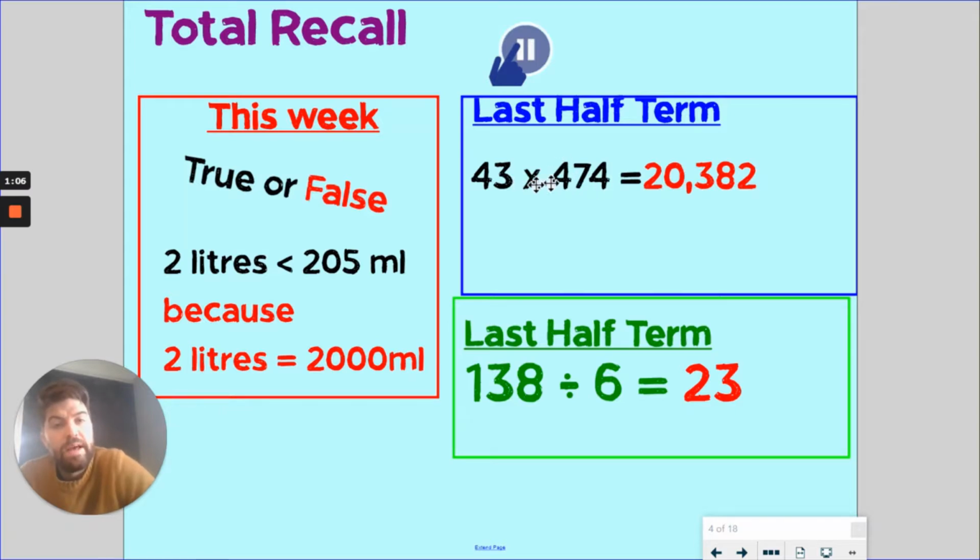Last half term, we were looking at multiplication here. We've got a 3-digit number multiplied by a 2-digit number. So the first thing to do would be to multiply 474 by 3. Then you'd be multiplying 474 by 40 with the addition of the 0. Add those together, 20,382. And the last one, in a bus stop division, 138 divided by 6 is 23.